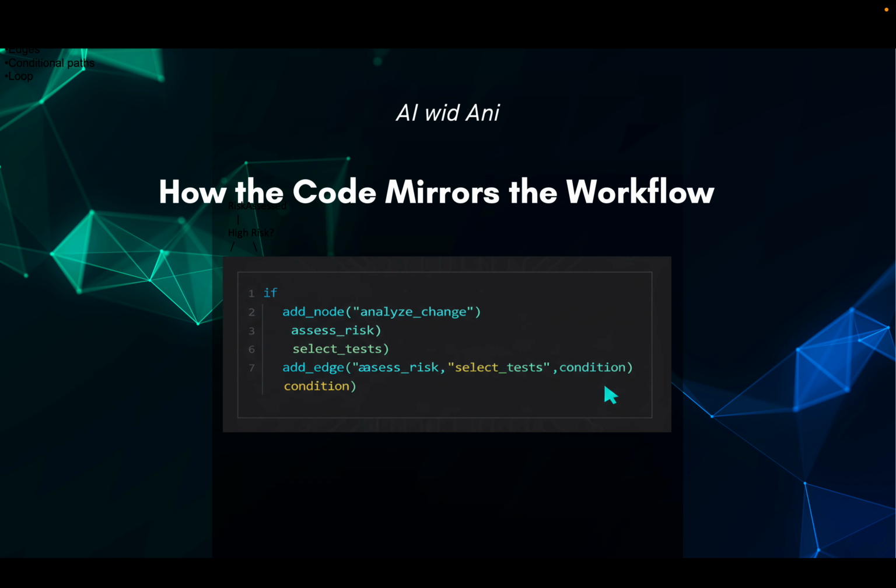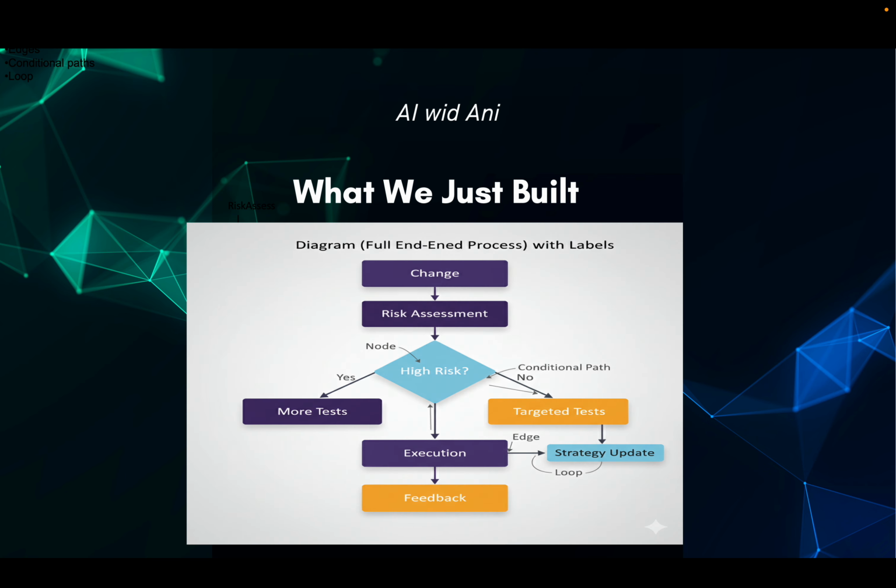When the workflow is clear, the code becomes straightforward. Notice how the code mirrors the structure, not the other way around. If code feels messy, it's usually because the model isn't clear yet. At this point, you already have everything you need to build workflows like this. Not because you memorized something, but because you understood the structure.